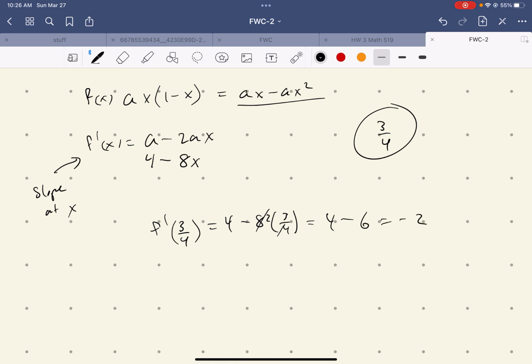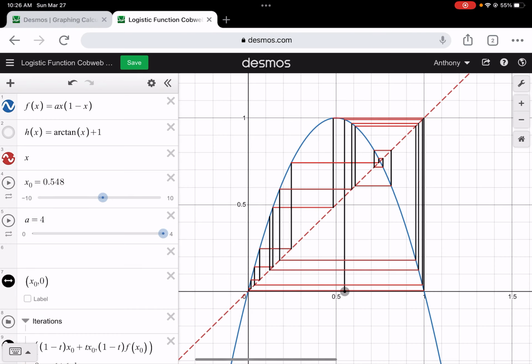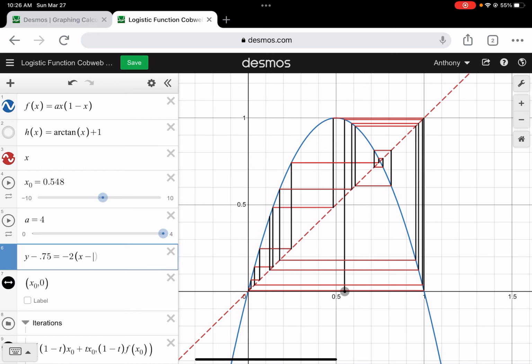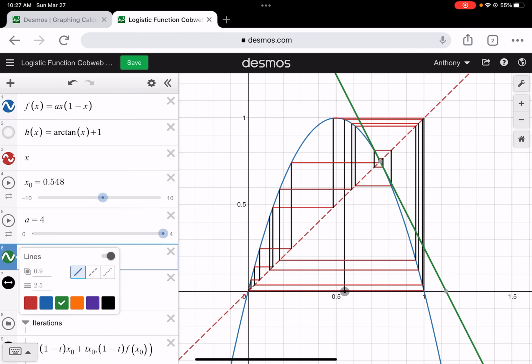So it turns out, if I hop back over to Desmos, let me just graph the tangent line really quick. So y minus the y value equals the slope times x minus the x value. Okay, and let's make that a different color just so it shows up a little differently. There we go.